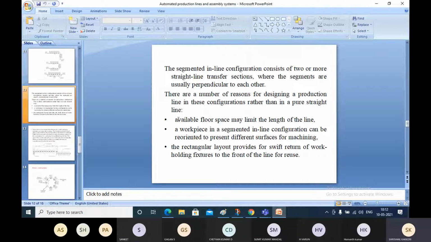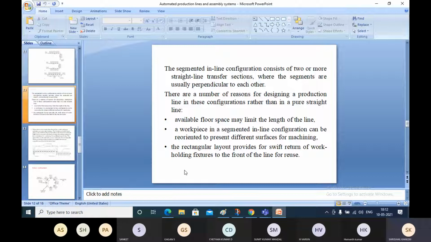Since the inline is offering a very lengthy space, and since the lengthy space is required, the factory space requirement will be very large. So at that time we can segment them into a number of parts, and we can reorient these work parts in different positions on these work lines so that the minimum workspace can be used.